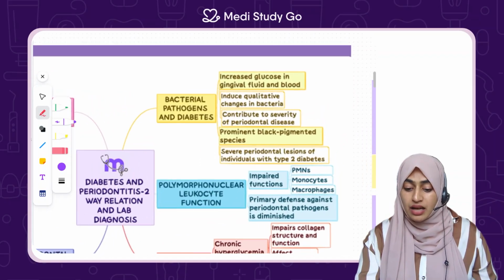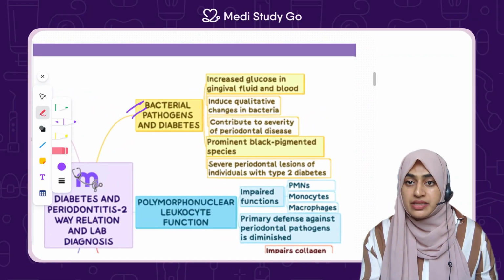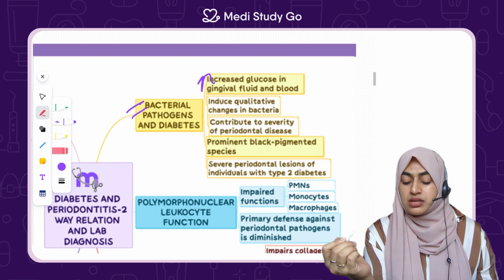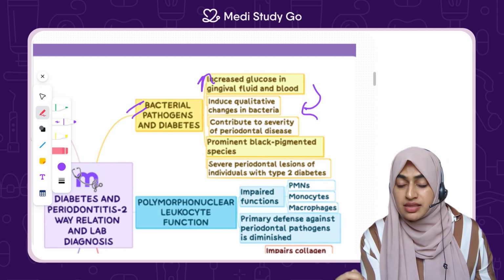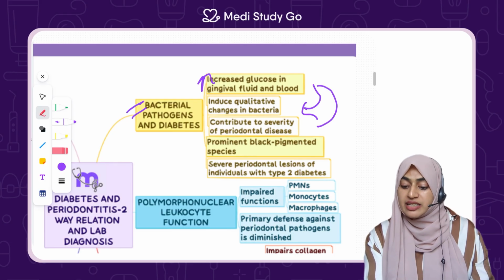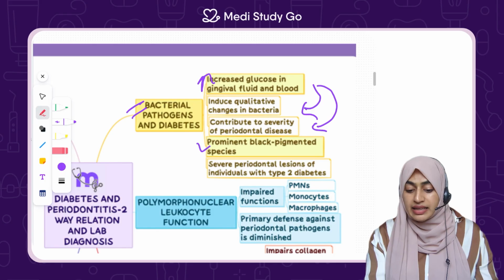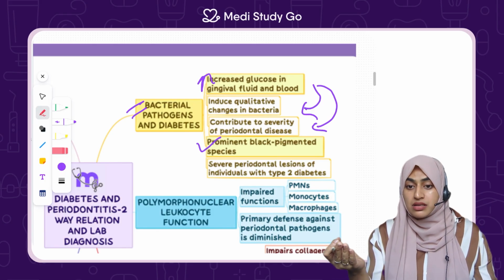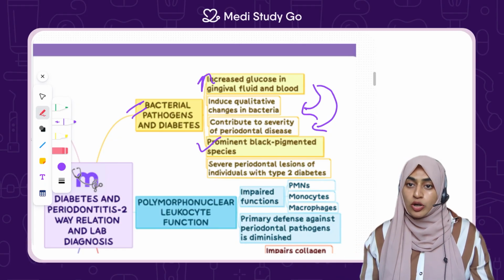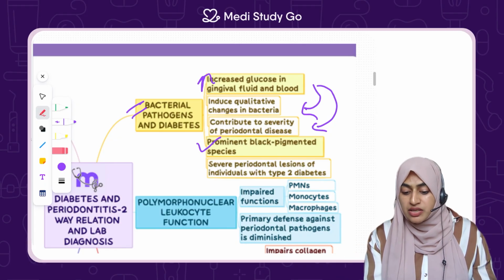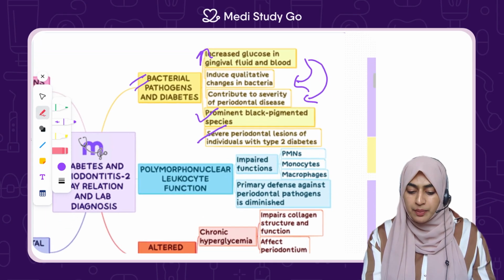Now, if you see how it affects bacterial pathogens, diabetes increases the glucose level in the gingival fluid, which has an effect on qualitative changes in the bacteria, as well as contributing to the severity of the periodontal disease. And there is an increase in black pigmented species, which are especially traumatic for the periodontal support, that is severe periodontal lesions in individuals with type 2 diabetes.